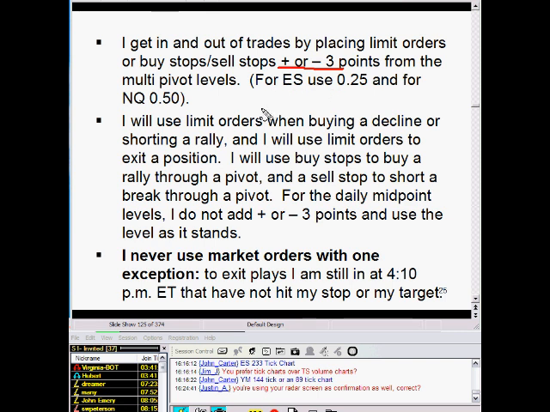So here's a pivot level right here, let's say this line, and let's say it's 10,000.